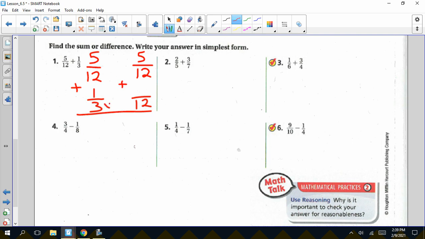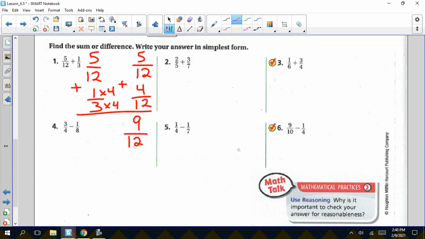3 multiplies by 4 to get that new common denominator, so I do the same to the top. 1 times 4 equals 4. Now we're going to add those fractions together. 5 plus 4 equals 9. Leave the denominator alone. And we get 9/12.